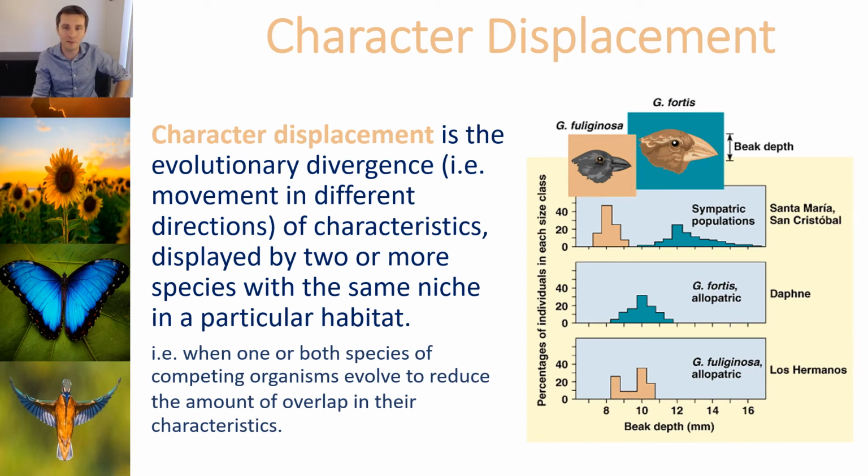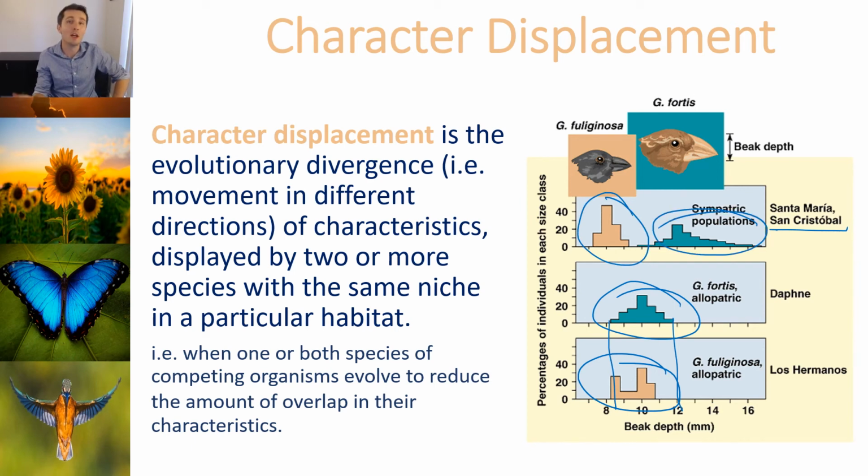So percentage of individuals in each size classes. When you look here, when they are in individual populations, you can see that this bird has this particular beak size and beak depth, okay? And you can see that this one has this particular beak depth. And if you notice at this stage, they are very similar in their beak depth. However, when they are together in Santa Maria, San Cristobal, their beak depth significantly differs. So as a result, their character has displaced over time to reduce the competition.